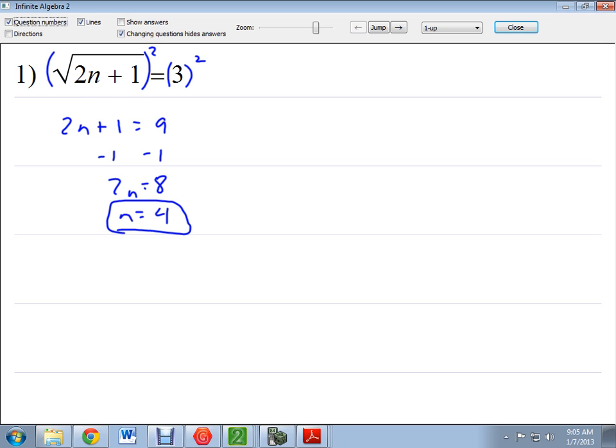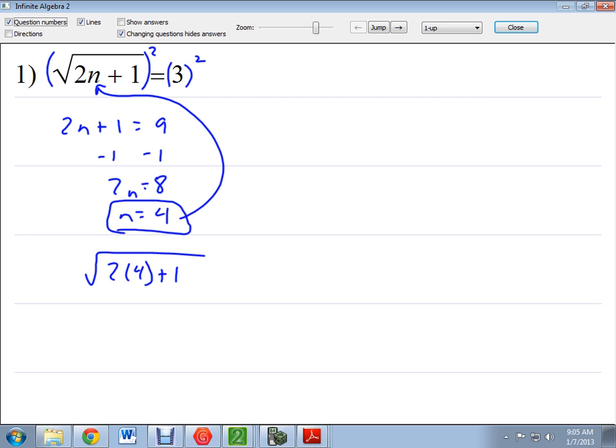Now there is one additional piece of information that we need to know on equations with radicals, and that is the possibility of extraneous solutions. So we're going to have to check to make sure that this number, n equals 4, actually works in the original equation. When we plug it in, and nobody likes to plug it in, but we got to do it or else we might not realize that it's extraneous.